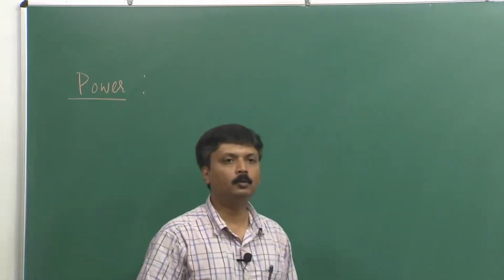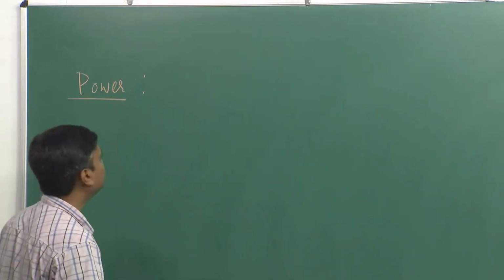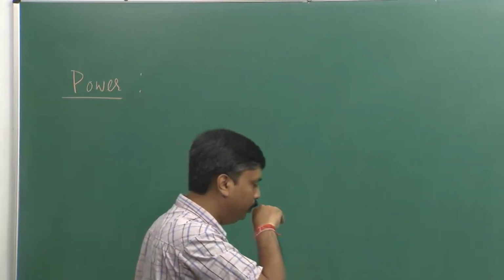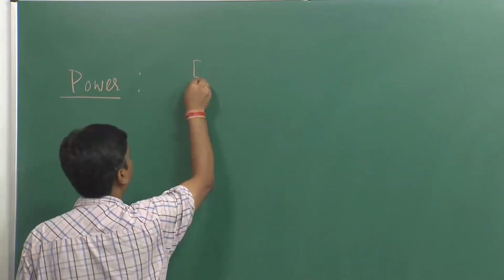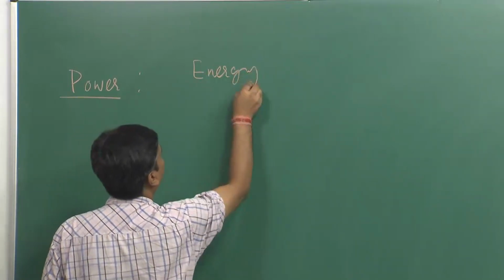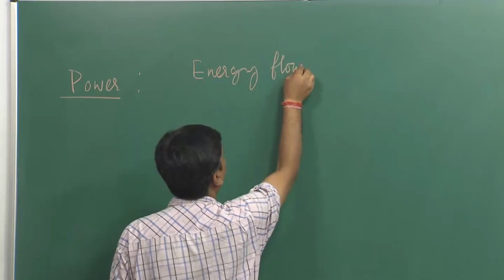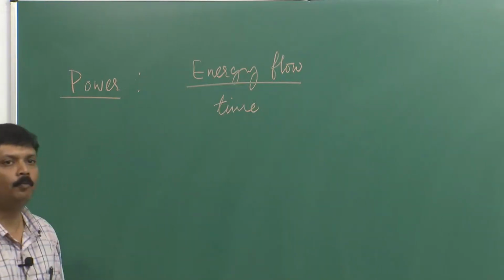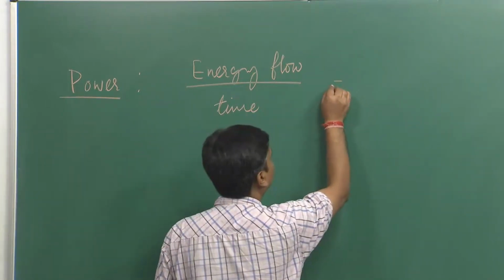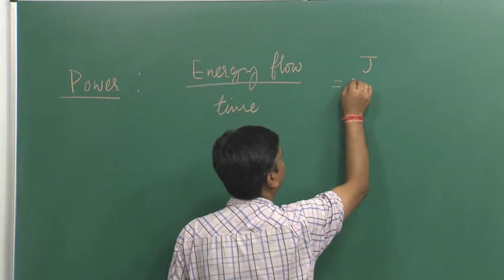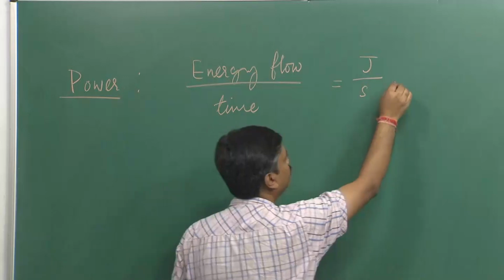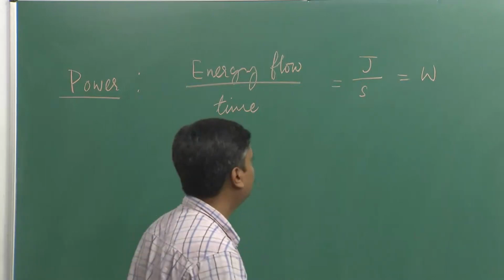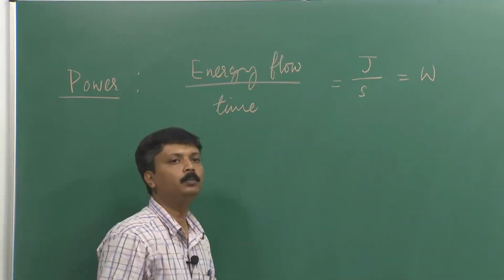Whenever we talk about power, the main thing that we notice is the energy flow per unit time. So if I specifically write, energy flow per time, and we normally can write in terms of, you are familiar with these terminologies. So it's joule per second, so we call it watt.